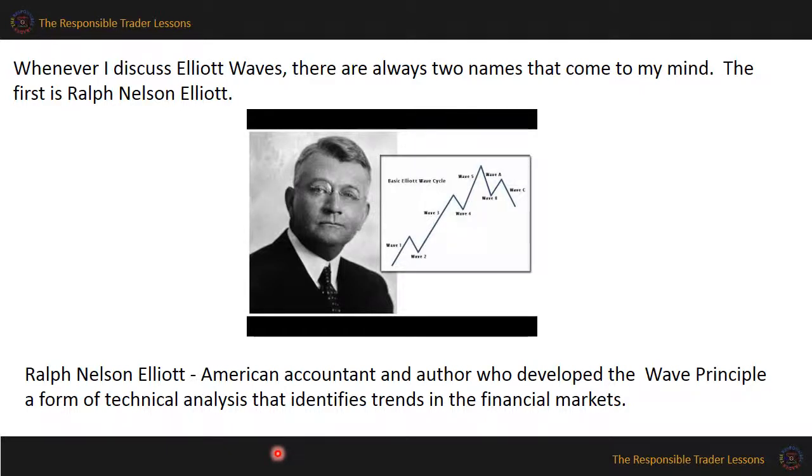Elliott explained that the upward and downward swings in price caused by the collective psychology always showed up in the same repetitive patterns. He called these upward and downward swings waves. He believed that if you can correctly identify the repeating patterns in prices, you can predict where the price will go or not go next.